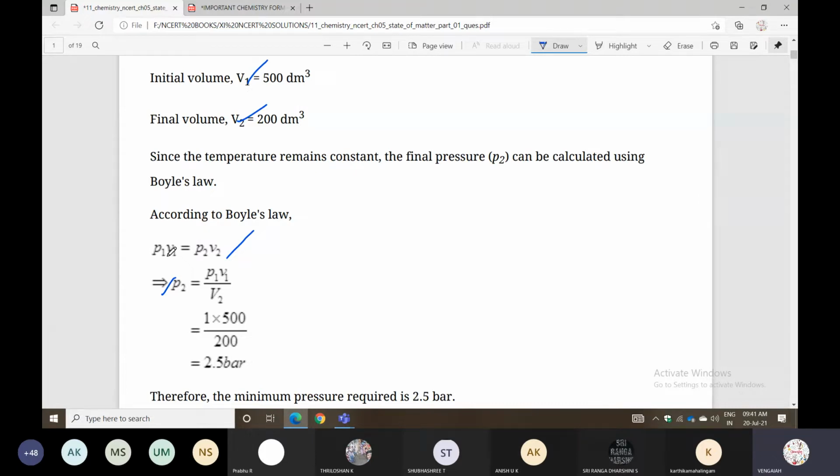Some questions they will ask P1, some V1, some V2. That's why you should read the given question once or twice, so you can know what is given. Write down the given values. Based on that, decide which formula is applicable, substitute all the values, and calculate the unknown value.